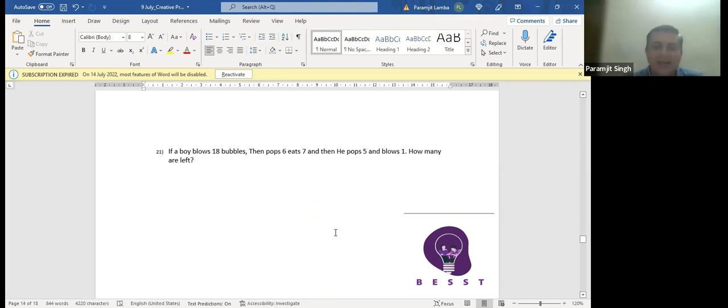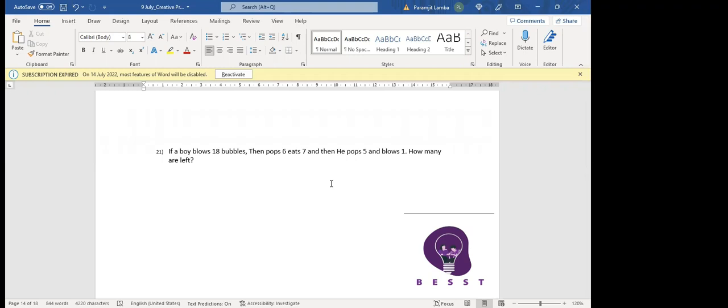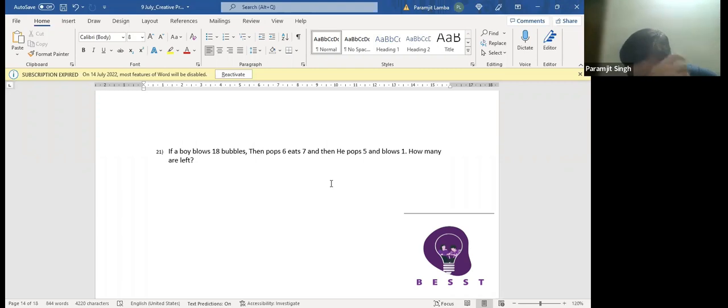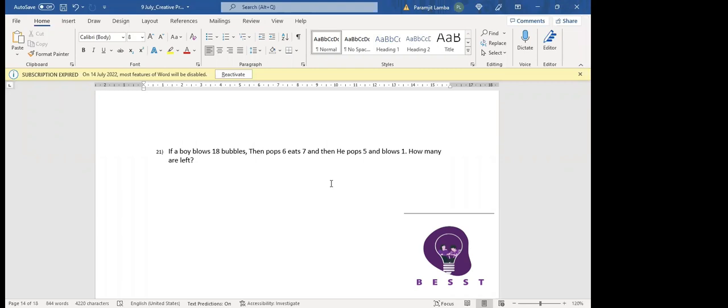Okay, next question. If a boy blows 18 bubbles, then pops 6, eats 7, and then he pops 5 and blows 1. How many are left? Shreya, can you explain your answer, please? So a boy blows 18 bubbles, then he pops 6, it will remain 12, and 7 eats, then 5, then the remaining 5 he pops and blows 1. So the remaining bubble is 1.